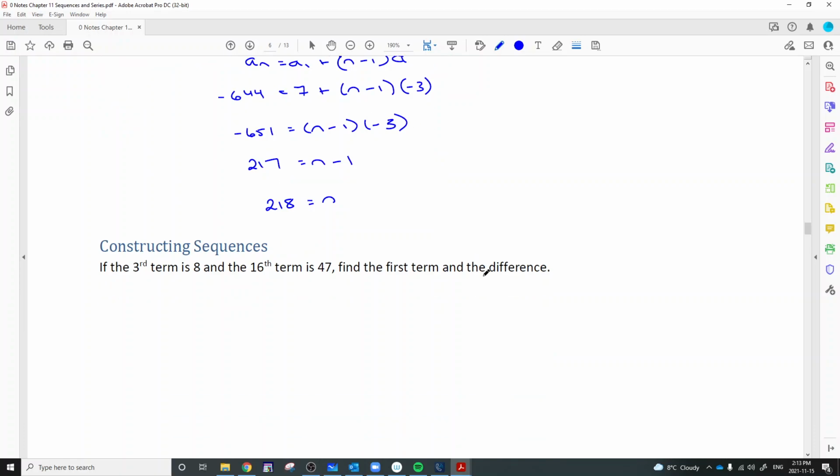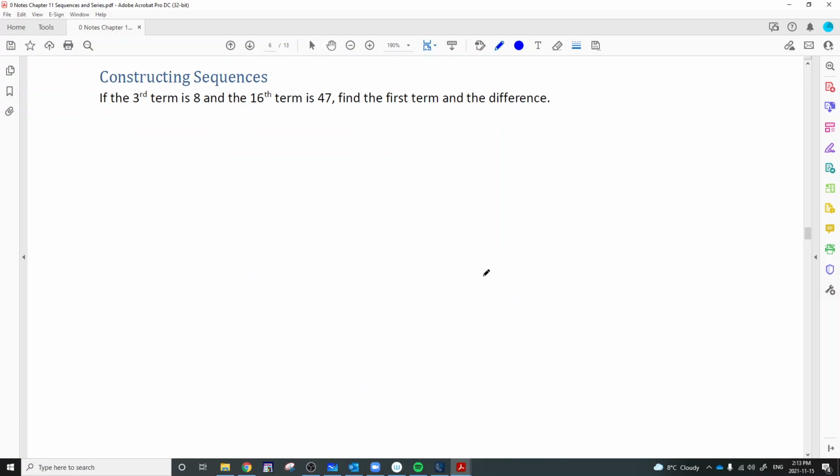All right, the last thing that we're going to do before you go and practice some is construct sequences. So sometimes what they'll do is they'll say, okay, well, we know the third term and we know the 16th term, and they want you to find the first term, the common difference, maybe they want you to find the 18th term, something along those lines. There's two ways of doing this.